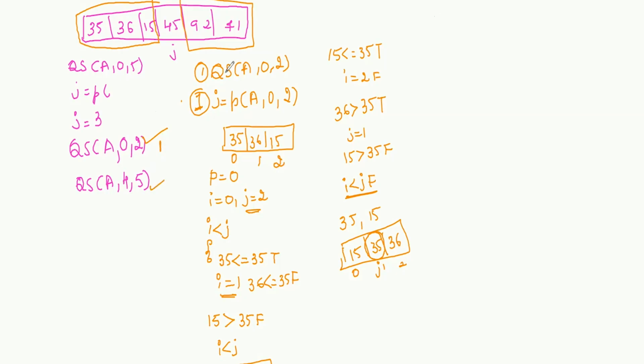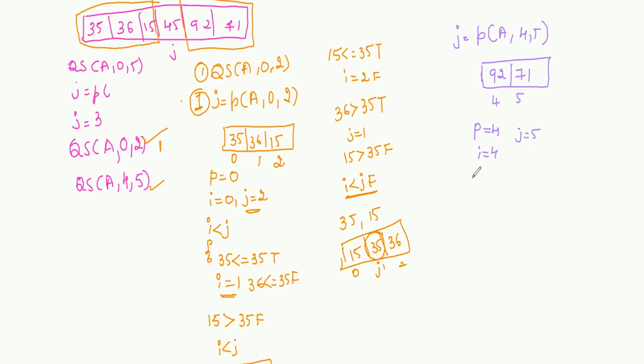Now here, what we are going to do is j is equal to p of a comma 4 comma 5, is what we are going to call. So as you can see, let me write the array. It is going to be 92 and 71. And the positions are 4 and 5. Okay. Now, of course, pivot value is going to get the position 4. I also is going to get the position 4. And j is going to get the position 5.